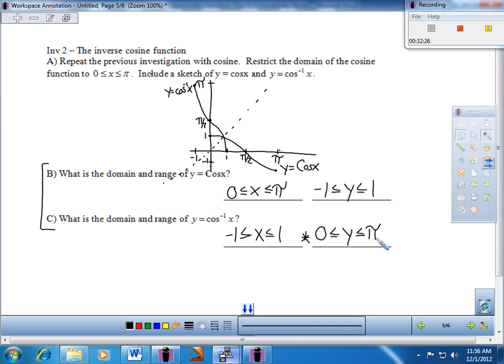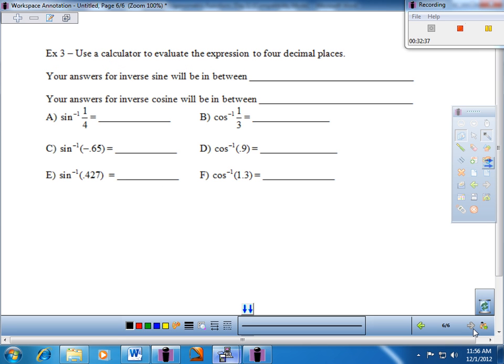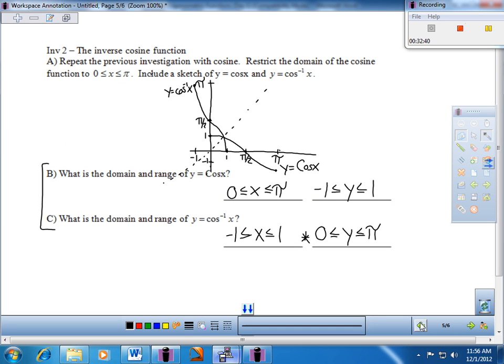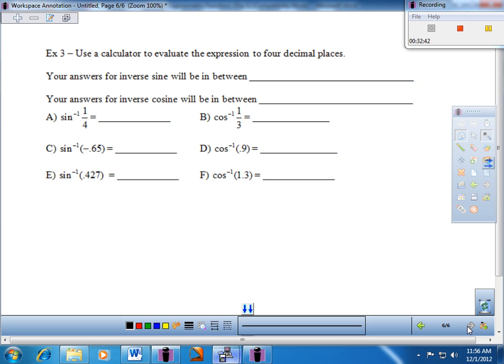All right, that's the key. So sine, you're going to have to really think about -pi/2 to pi/2. Cosine, everybody, you're going to really have to think about 0 to pi.